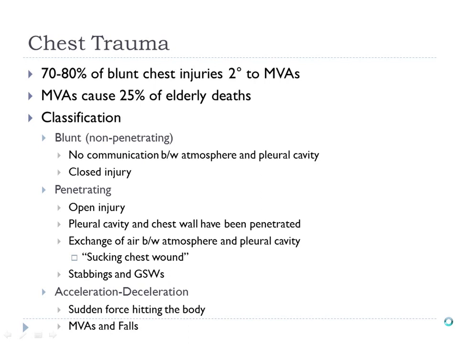So chest trauma, we have two types in general. Not two types, a few. We have penetrating and non-penetrating, basically, and then acceleration, deceleration. So blunt, non-penetrating basically means that the chest has been struck and there hasn't been penetration. There's not a stab wound, there's not a gunshot wound, it's closed. Rib fractures may happen, right?